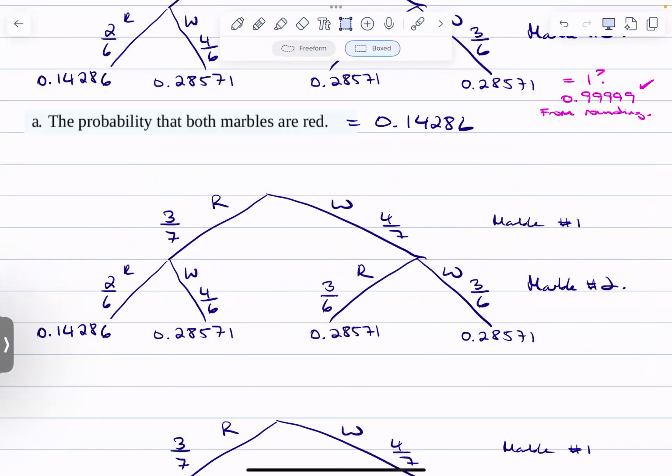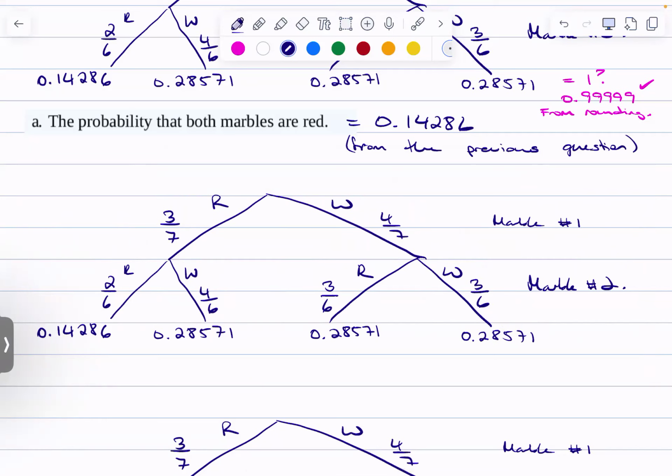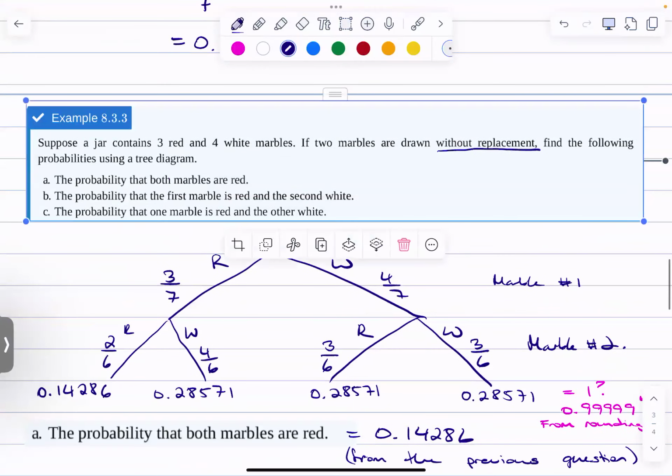Can I just say from the previous question? Because we just did it. I don't know why we'd have to do it twice. B should be better.